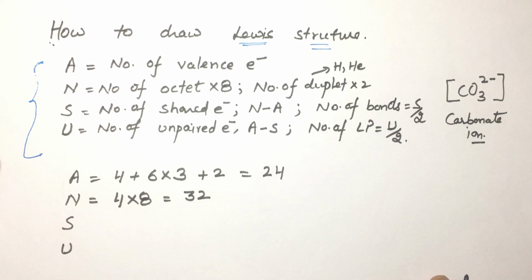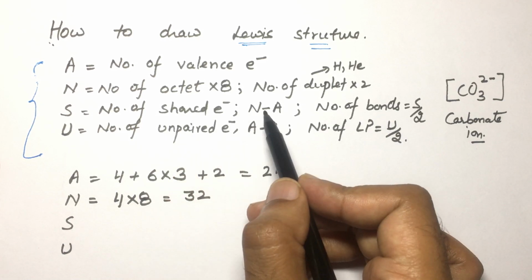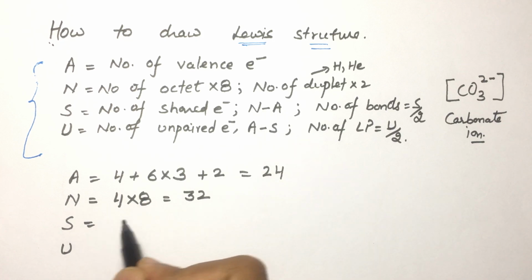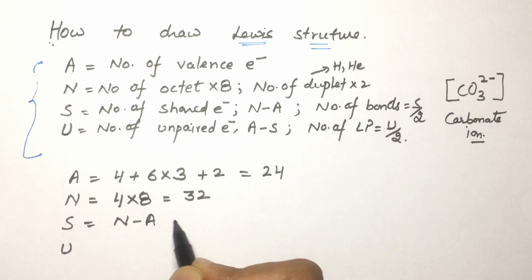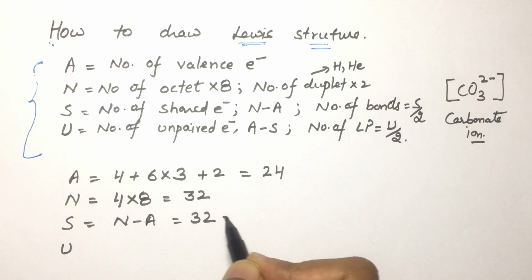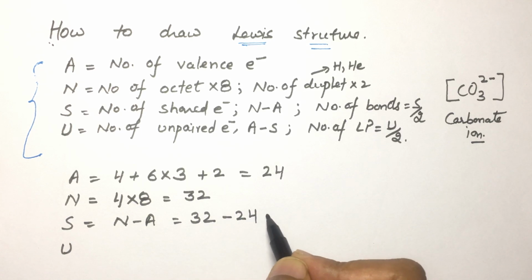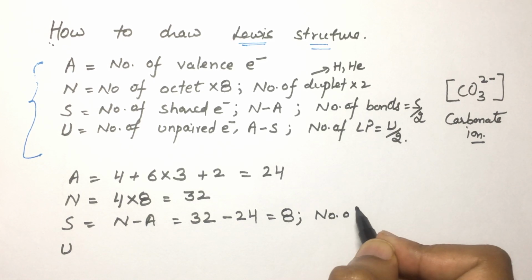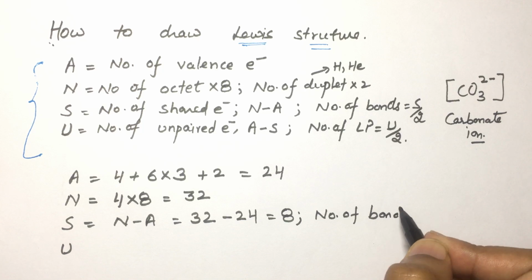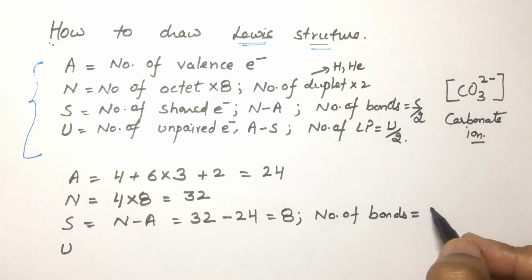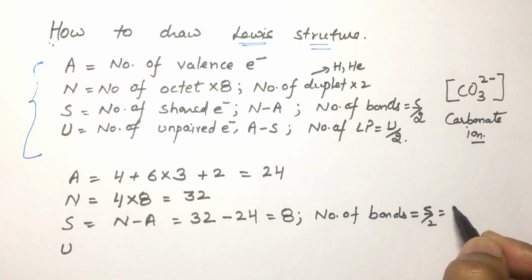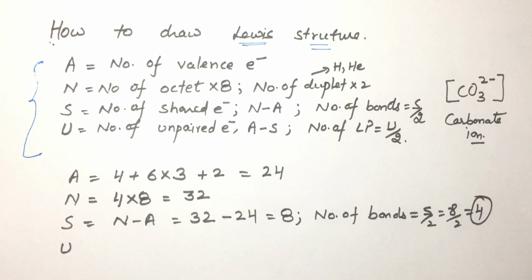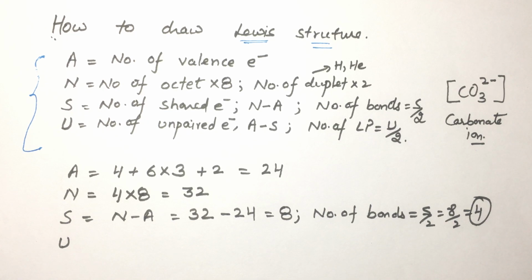Now what is S? S is the number of shared electrons, that is N minus A. N is equal to 32 and A is equal to 24. That makes 8 as the answer. So what will be the number of bonds in our structure? The number of bonds is S by 2. So we will have 8 by 2, that is equal to 4. So our bonds are equal to 4.